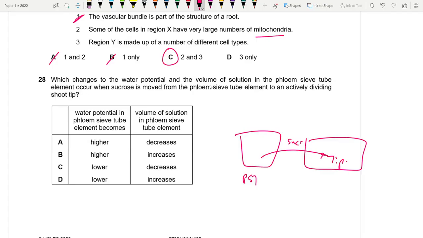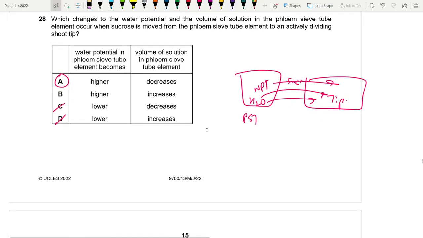Why? Mainly because you're getting a solute out from the cell. It's like losing ions. If you lose ions or if you lose solutes, basically water potential increases. And due to that, excess water will now flow out of the phloem sieve tube into surrounding areas. So the volume also decreases. Okay? So there will be an increase in the water potential due to loss of sucrose, and there will be a loss of water which results in a decrease in volume.